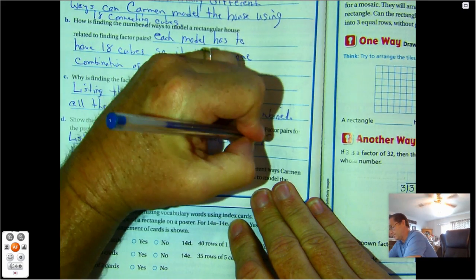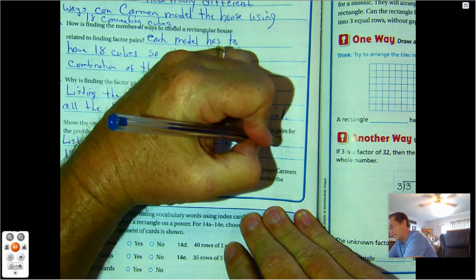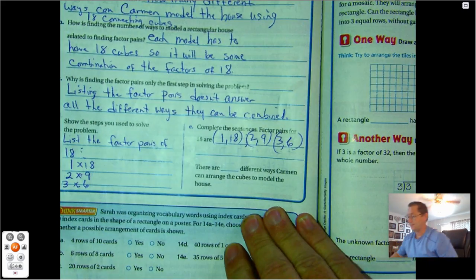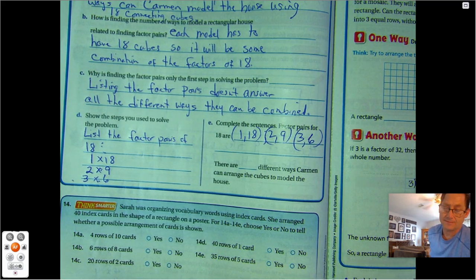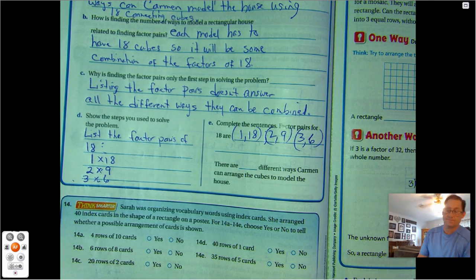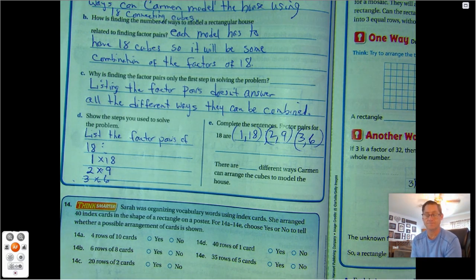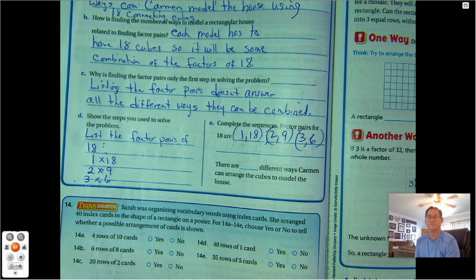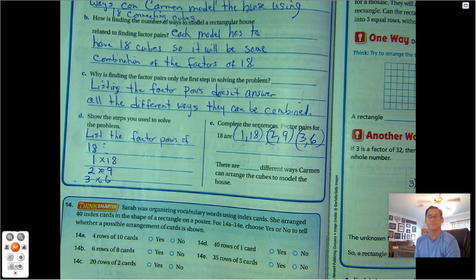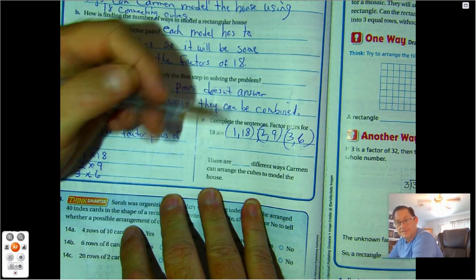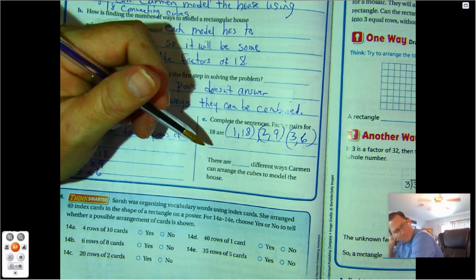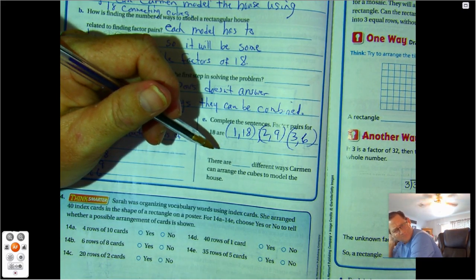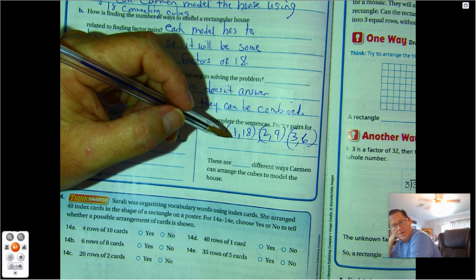But how many different ways are there? You know what? I was checking the teacher notes on that one, and it says 3 ways. There are blank ways Carmen can arrange the cubes to model the house. So yeah, if we just look at factor pairs, there's 3 ways listed here.